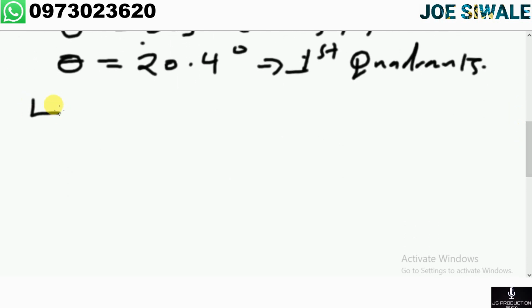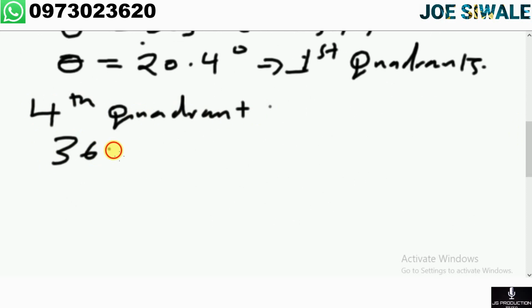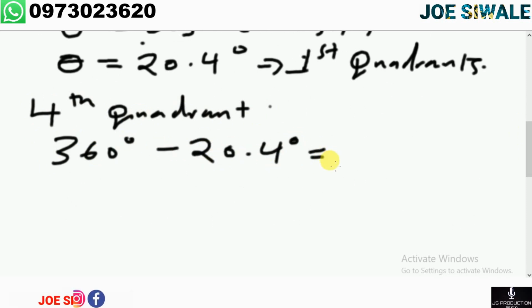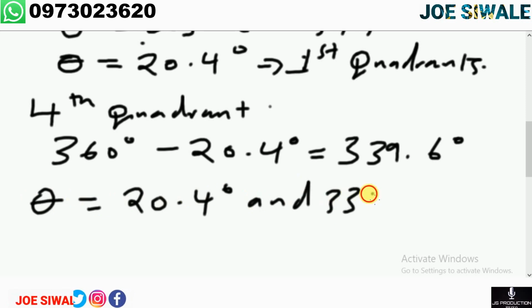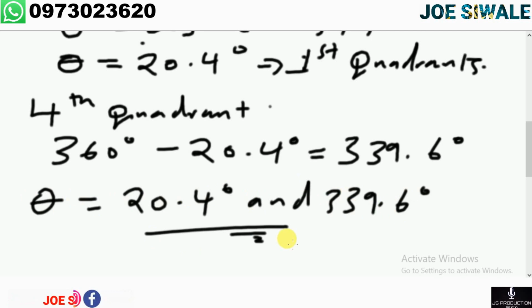So the other value in the fourth quadrant, we are going to say 360 degrees minus 20.4 degrees, and the answer there is 339.6 degrees. So this means that the value of theta is equal to 20.4 degrees and 339.6 degrees. So these are the values of theta.